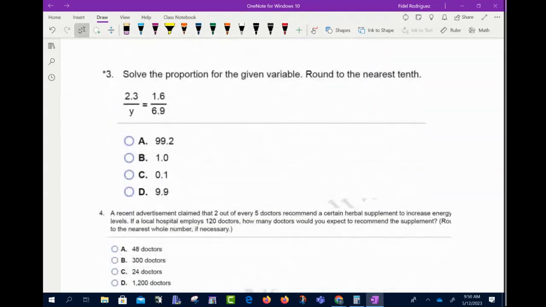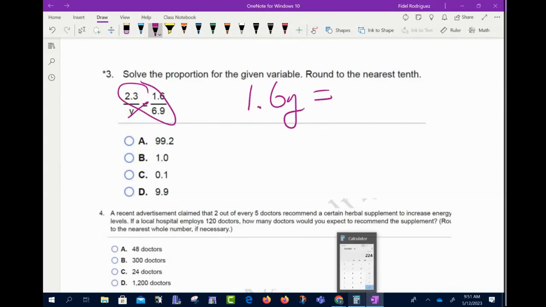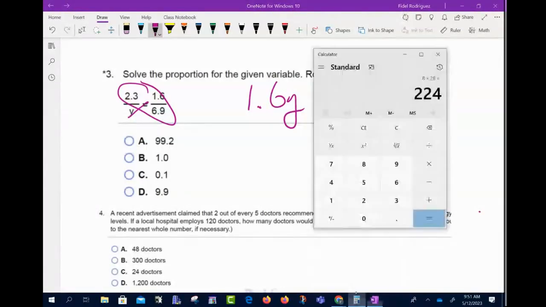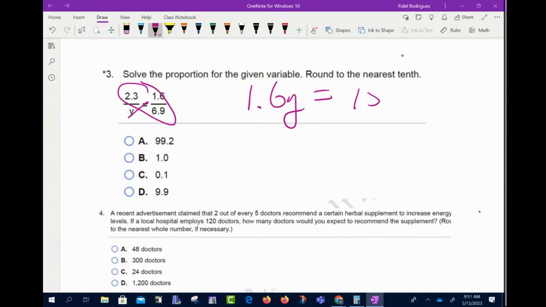Okay, y'all, even when you come up with problems like this, I don't want you to get nervous, right? It's decimals, okay, it's decimals. I'm going to cross multiply. 1.6 with a y. Whatever that's going to give me. 2.3 times 6.9 is 15.87. What number should I divide by? Always a number in front of the letter. Very good. 1.6. Excellent, y'all. Good.